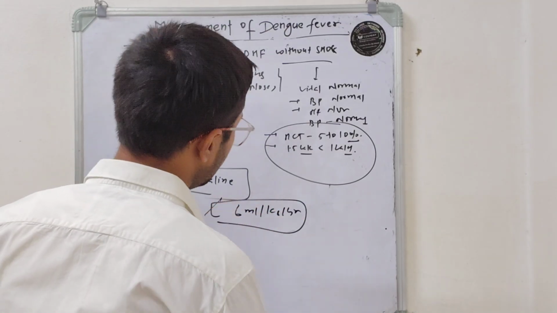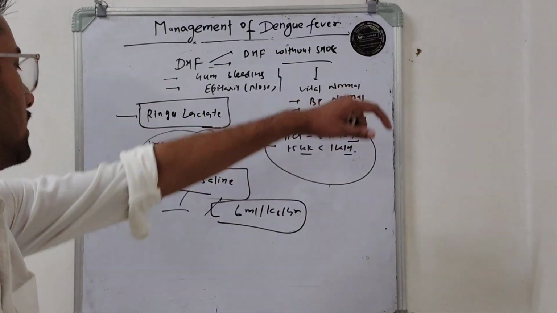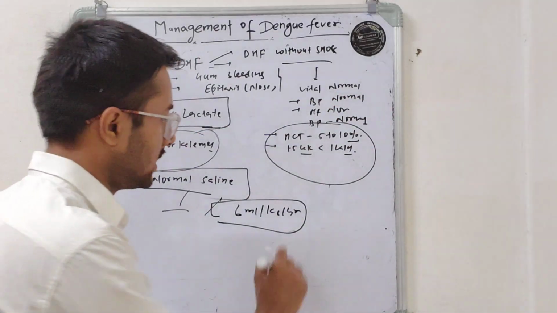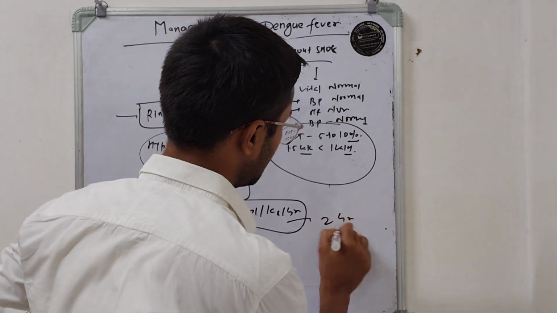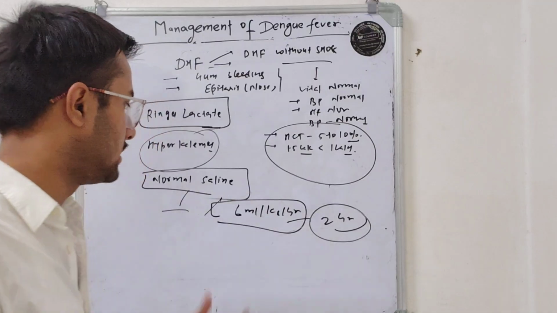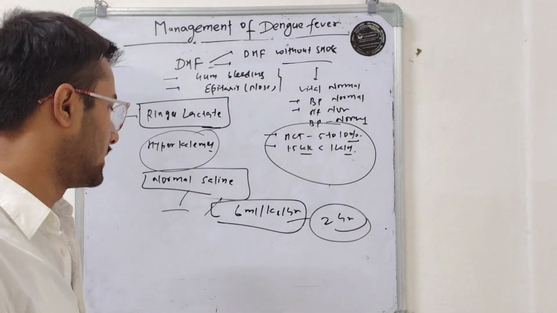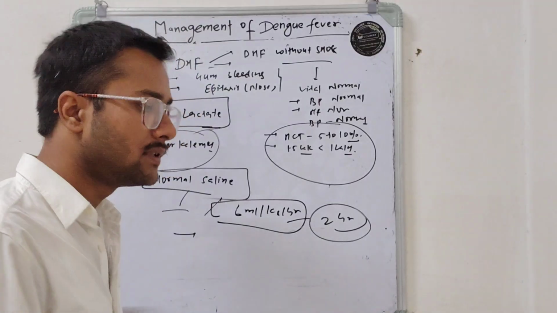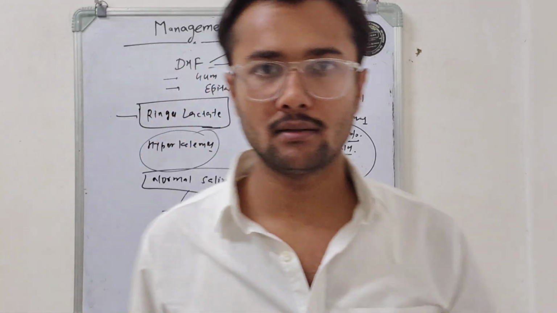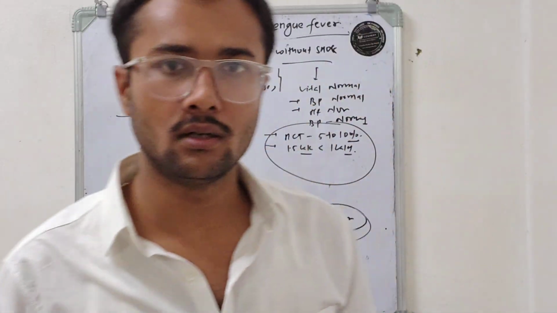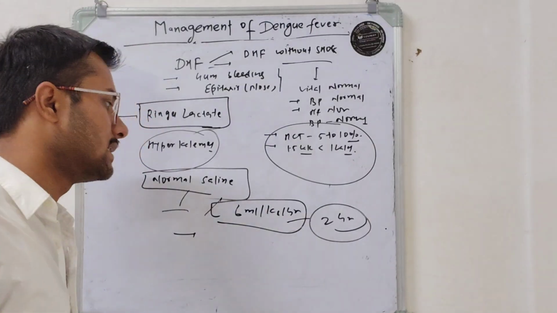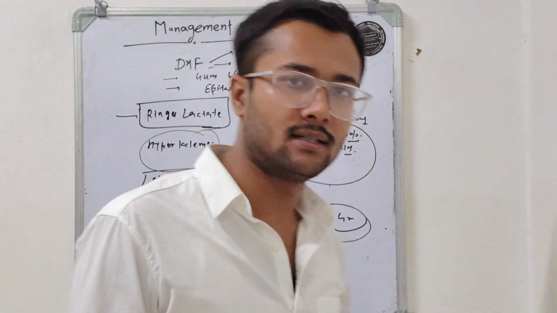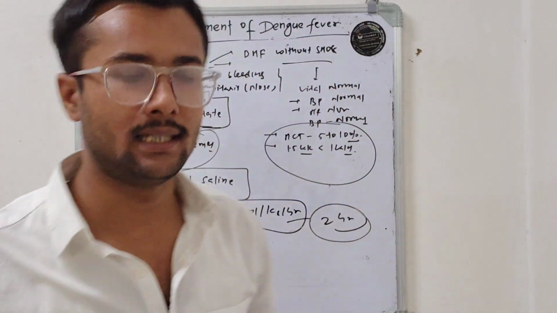So we admit the patient and start the infusion with 6 ml per kg per hour for 2 hours. Now after 2 hours we reassess the condition. If there is improvement, then we reduce its value, and if there is no improvement, then we continue this infusion at the rate of 6 ml per kg per hour, until the patient shows improvement.